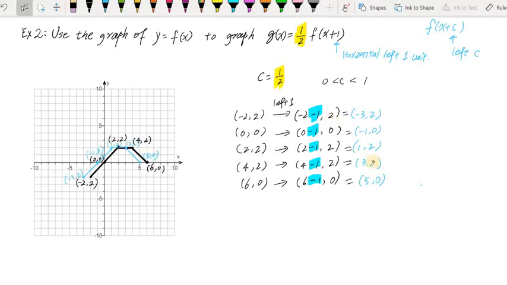Okay, so once we have this, we finish the horizontal shifting. Then we're going to look at the 1/2 right here. As we mentioned earlier, when you have this case, all you have to multiply is the y coordinates. Again, your x doesn't change this time. You're just going to multiply every single y coordinate by 1/2.